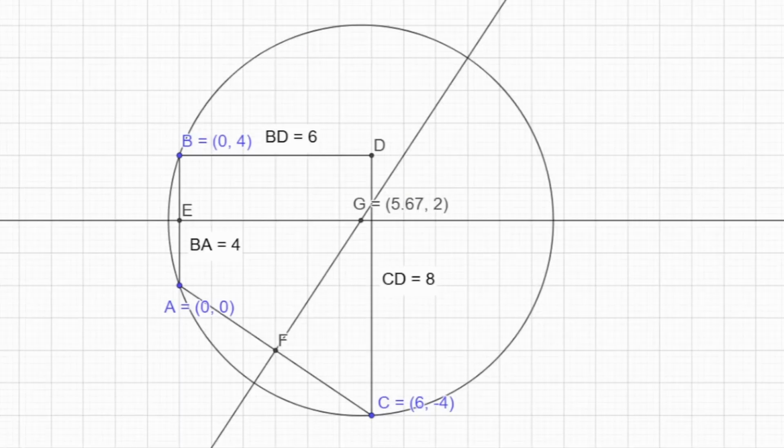Okay, so there's our geometric situation with the circle and the two bisecting lines going through E and F, passing through our centre point of the circle G, which has coordinates 5.67, rounded to 2 d.p., comma 2. That's the same as 17 thirds and 2, so that's correct. So I'm now just going to join a segment between A and G, which is going to give us our radius, and I'm going to click on the calculation to work out that length.